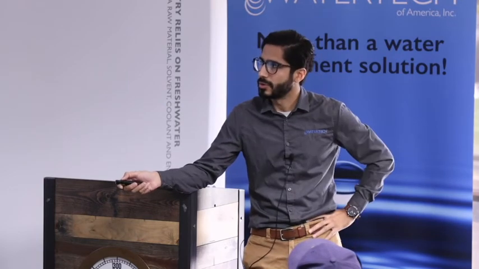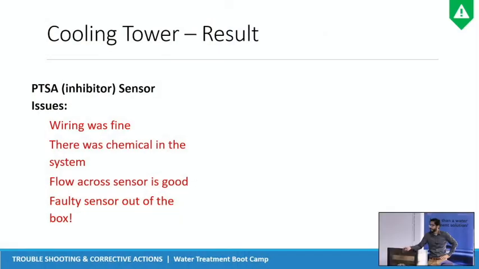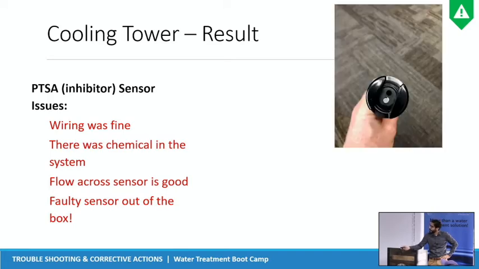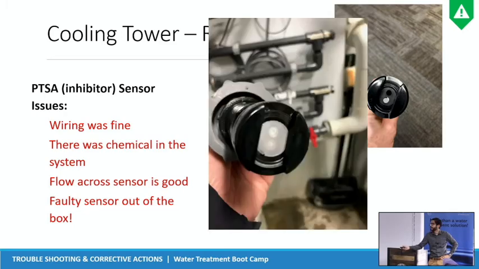We had the operator go down there and make sure the pump was feeding and everything was correct. We checked that the wiring was fine, there was chemical in the system, we checked it with our handheld and there were actually readings in the system. There was actually water flowing through the system, because that's another issue that could happen. And a faulty sensor out of the box. So it was a bad sensor, and we were able to validate that based on multiple sensor readings. Okay, this is what it looks like new. This was, I think, the one we took out, and that's how it looked. So you see a difference?